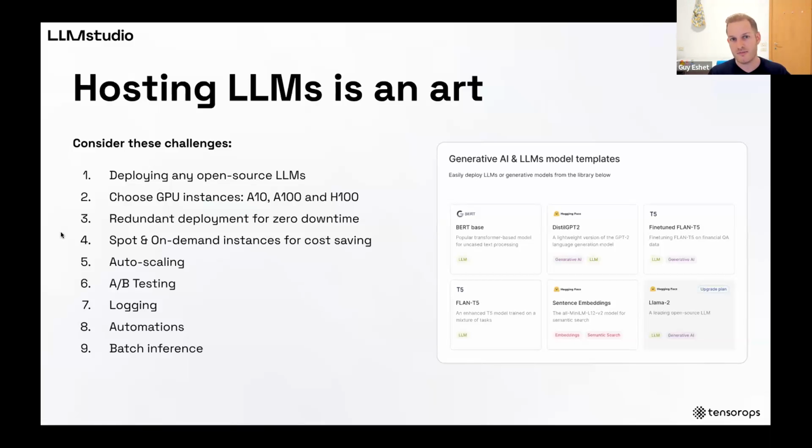Batch inference is actually taking a huge chunk of data, whether from a database or a file, and just running inference over it. So not everything is a chatbot. Sometimes you want to do different operations. These things take a lot of time and engineering. Now, you could start with this, but it's more than just spinning up a Hugging Face model.